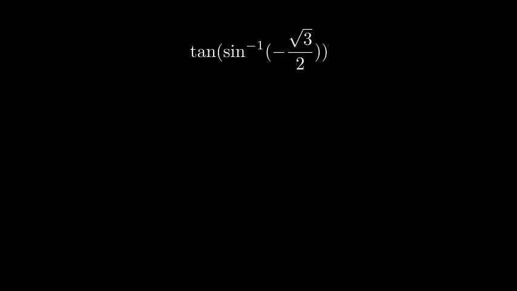When we see sine inverse of some value, let's call that angle theta. This means that sine of theta equals that value. In this case, sine of theta equals negative square root of 3 over 2.